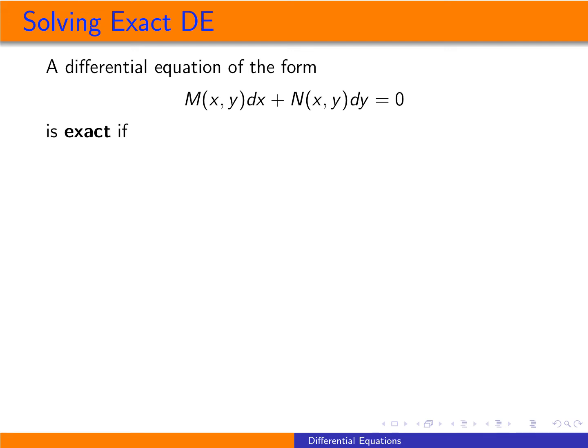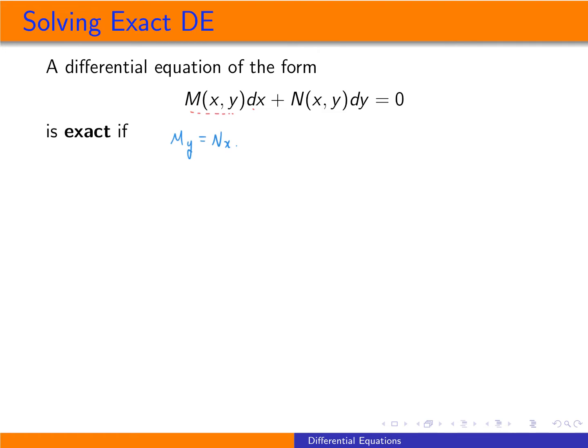A first-order differential equation is exact if, when we put it in this form, M dx plus N dy equals 0, the partial M sub y is equal to the partial N sub x. And a nice way to remember how these partials work is: whatever this quantity is paired with the dx, you take the partial with respect to that opposite variable y. Whatever is paired up with the dy, you take the partial with respect to that opposite variable x.